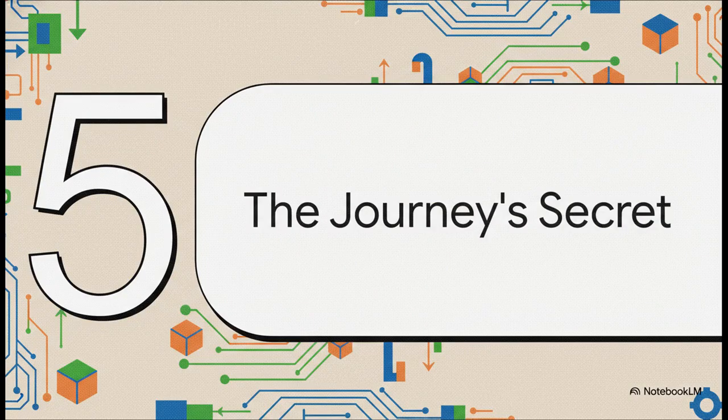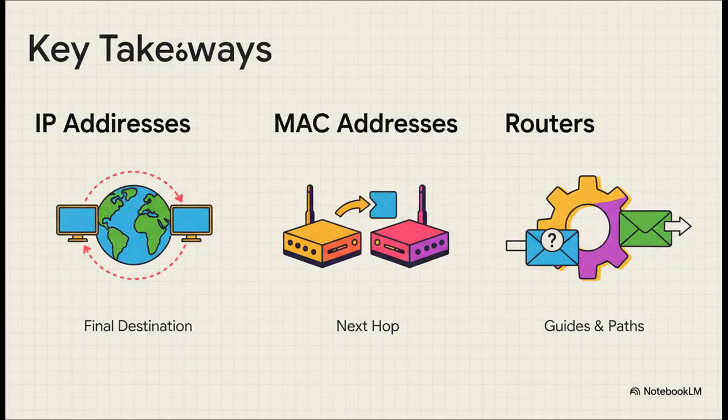So, what did we learn from following our little packet? What is the secret that allows this unbelievably complex system to work so perfectly billions of times every single second? Well, it all comes down to a few key principles. IP addresses are for the global, long-distance final destination. MAC addresses are just for the local, hop-by-hop address to the very next device in line. Routers act as the intelligent guides, unwrapping and rewrapping the packet at every single step to send it along the best path.